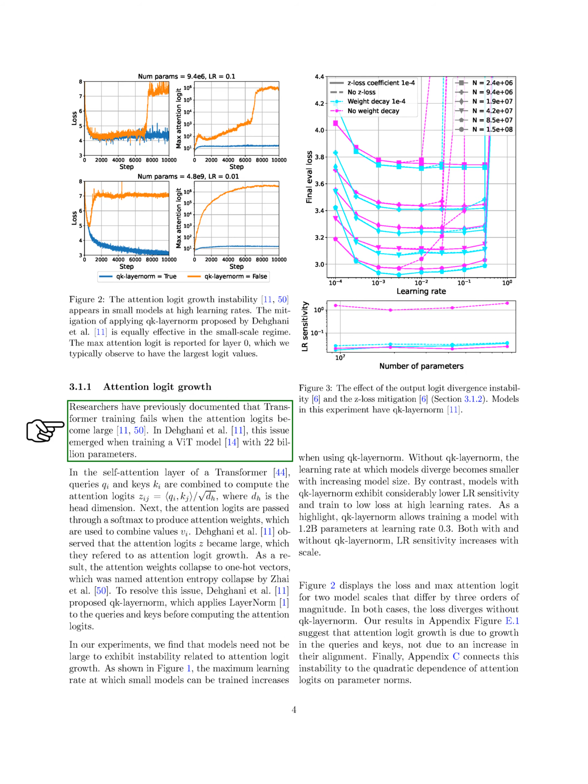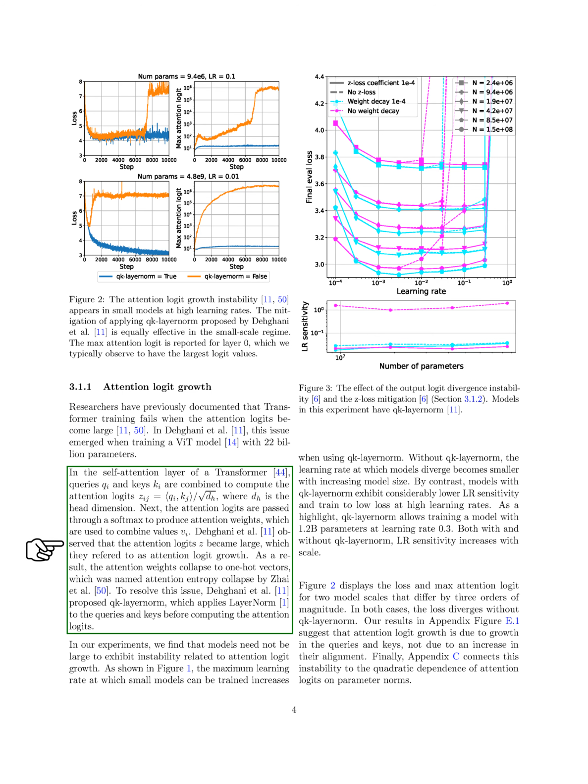One issue that has been documented before is that transformer training fails when the attention logits become too large. This was observed when training a vision transformer model with 22 billion parameters. In the self-attention layer of a transformer, queries and keys are combined to compute the attention logits, which are then passed through a softmax function to produce attention weights. These weights are used to combine values. When the attention logits become too large, the attention weights collapse to one-hot vectors.